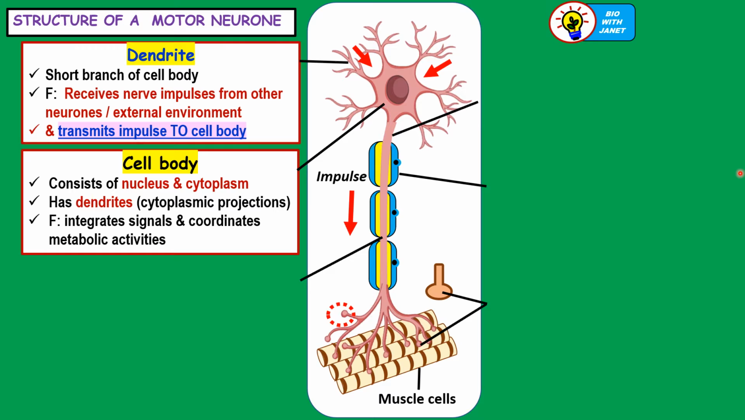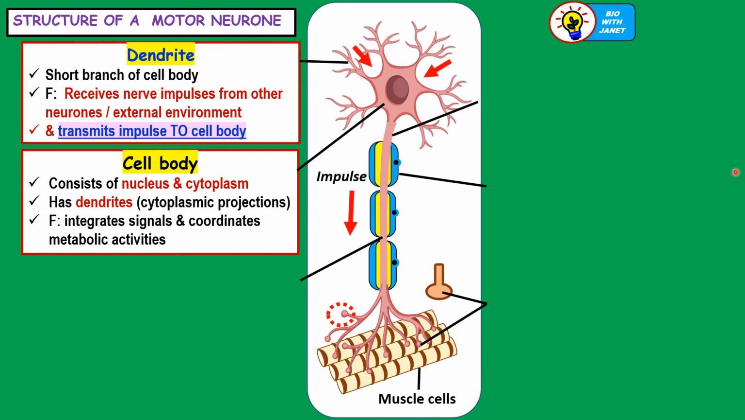Now, a dendrite is a short branch of the cell body, projecting out from the cell body. Its function is to receive nerve impulses from other neurons nearby or from the external environment, and to transmit these impulses towards the cell body. So they receive and they transmit the impulses towards the cell body. Now, the motor neuron has a lot of tiny dendrites, like a tree with branches.